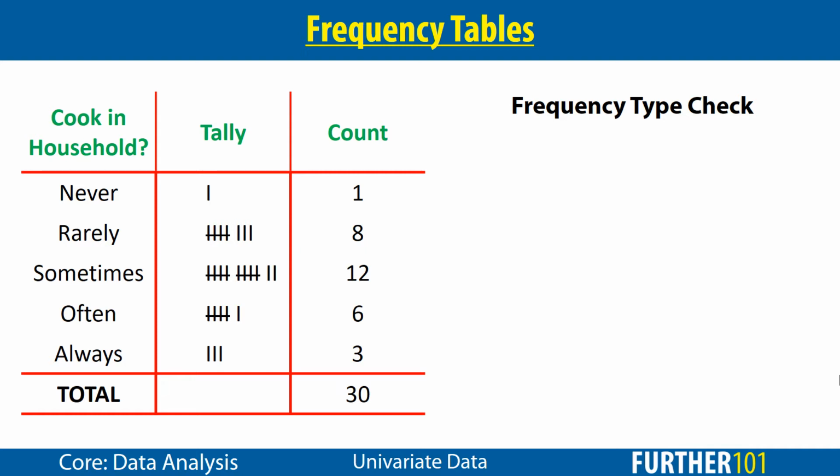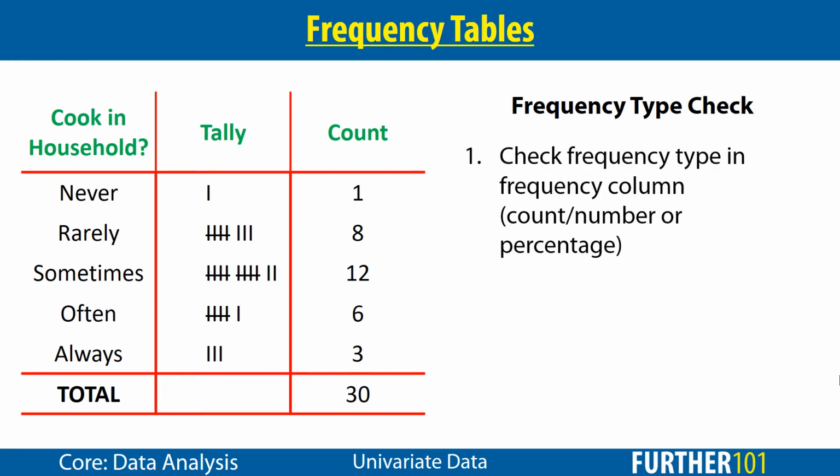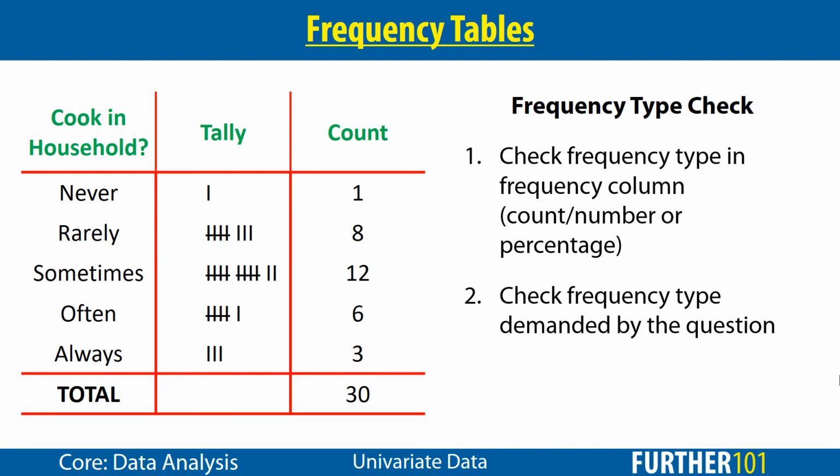Too often, students skim the question and incorrectly assume no frequency conversion is required. That is, students write down their answer as a count of a category when the question specifically asks for a percentage, or vice versa. To avoid this easily made mistake, make sure you know what frequency type is provided in the table, and double check the type of frequency being asked in the question before answering. Complete a conversion from one frequency type to another if needed.